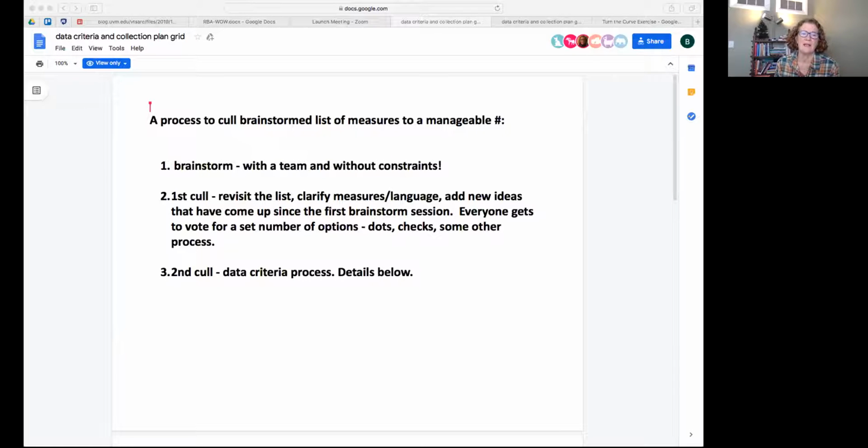And then you do a first call where everybody gets to vote. Depending on the size of your list, you give them 3 to 5 stickers or check marks or what have you, and they get to pick what they like.